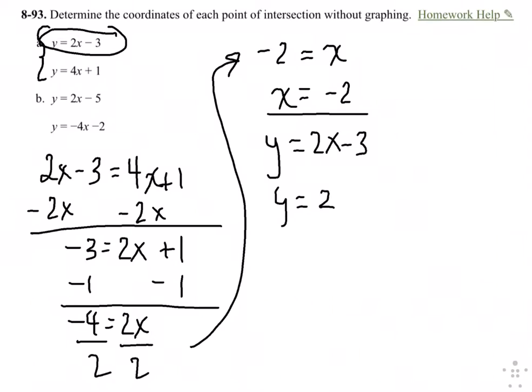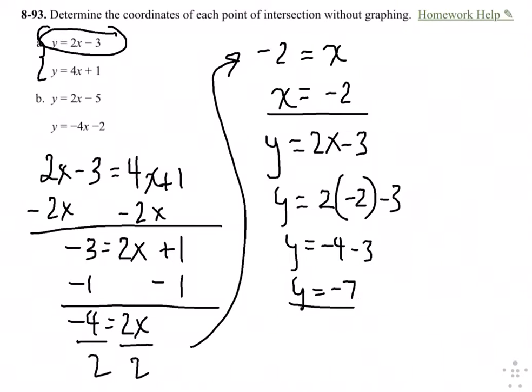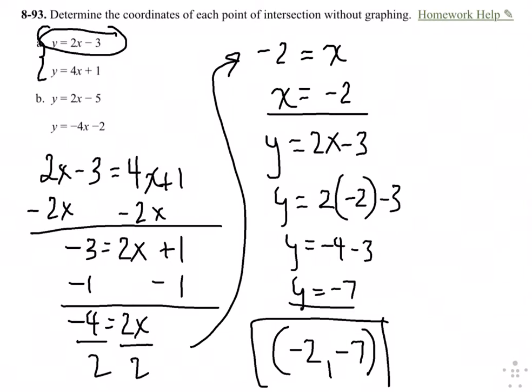Y equals 2 times negative 2 minus 3. Y equals negative 4 minus 3, y equals negative 7. So there's the x and y. So to write it as an ordered pair, we would write negative 2, negative 7 as an ordered pair. And again, when I chose to use this equation to substitute in x, I could have used the bottom, either one, because these points have to work. This point has to work in both equations.